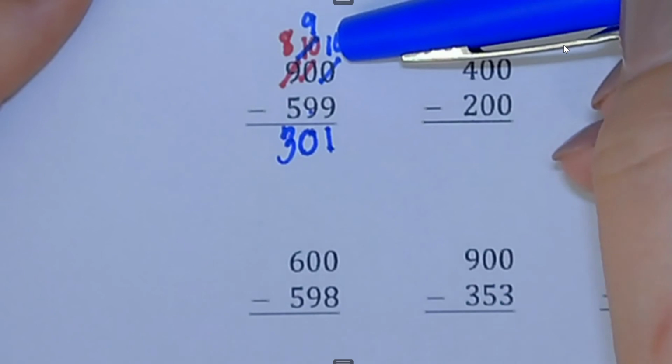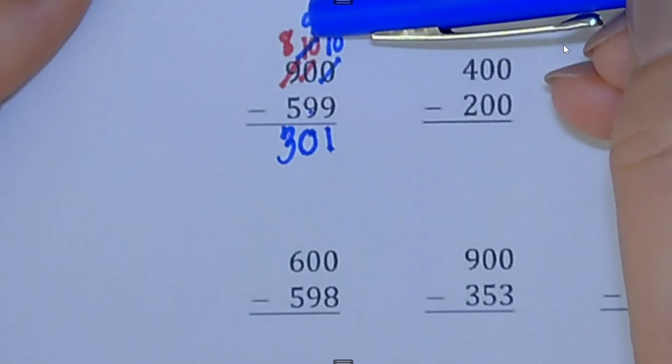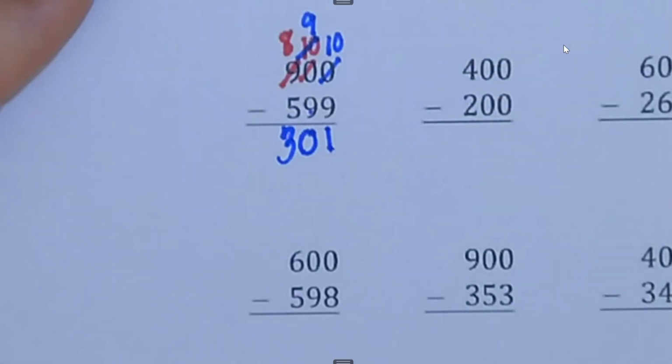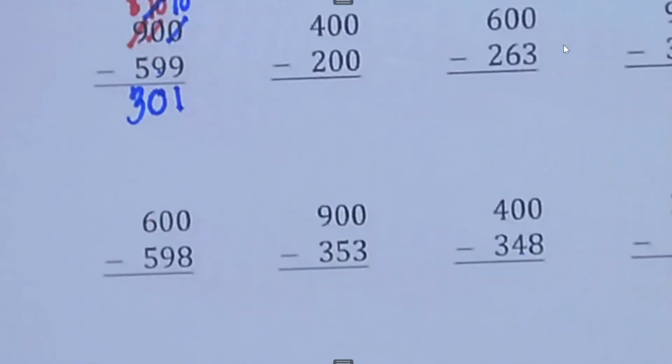1 plus 9 equals 10. 0 plus 9 equals 9. And 3 plus 5 equals 8. Okay, let's do the next problem.